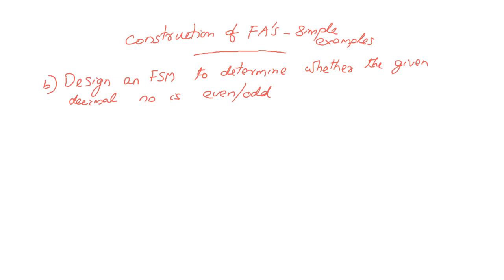Now let us look at one more example. In this example, we are asked to design an FSM to determine whether the given decimal number is even or odd. Remember, FSM is called finite state machine, and DFA is one category of finite state machine. So since we are asked to design an FSM, you can actually design a DFA. Our question is with regard to determining whether the given decimal number is even or odd.